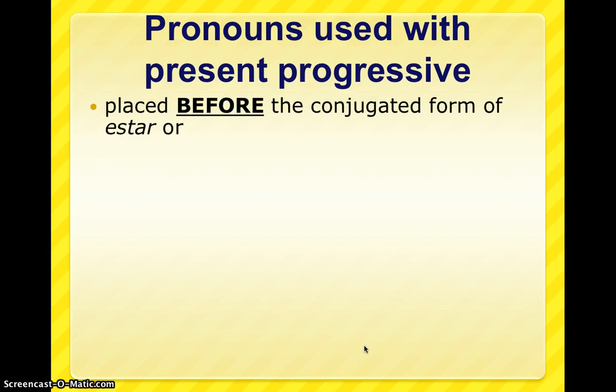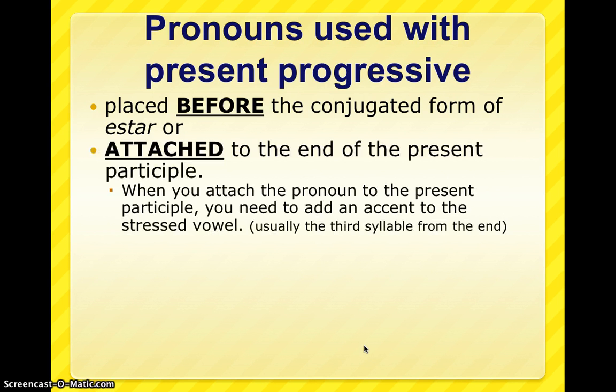Our first option, we can place that reflexive pronoun before the conjugated form of estar, or we can attach it to the end of the participle, the present participle. If we attach it to the present participle, we have to remember to add an accent to the stressed vowel. And this is usually the third syllable from the end of our word. So let's look at an example.